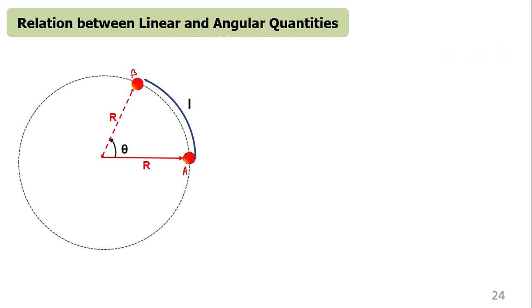So here there are two components of acceleration. One is called the radial acceleration a_R, as well as the tangential acceleration a_T.